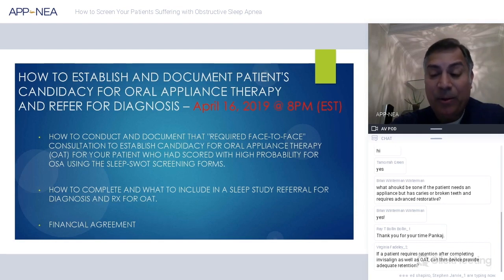But if you feel comfortable, you can take an impression of the retainer. You can have the retainer in the patient's mouth, take an impression of that, or scan that and send it to the lab with a matching fit bite, and they can fabricate the appliance to fit over that retainer.